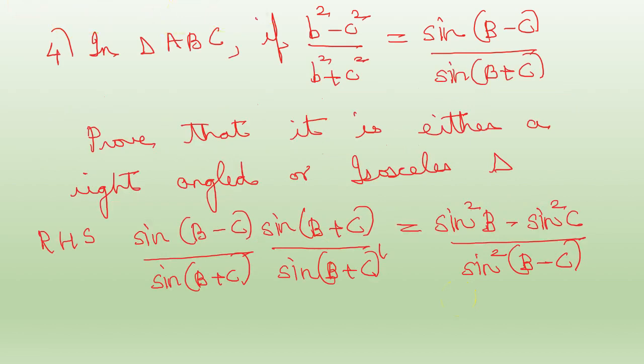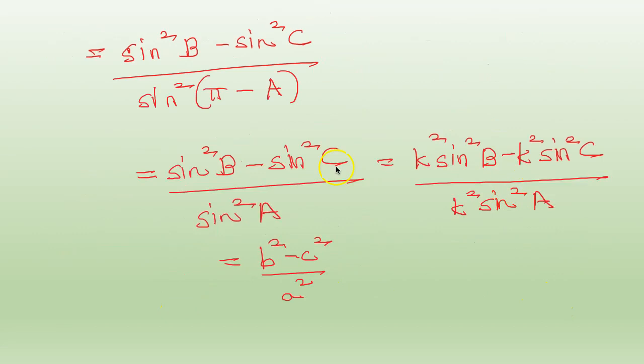In triangle ABC, if (b squared minus c squared) by (b squared plus c squared) equals sin(b minus c) by sin(b plus c), prove that it is either a right angled or isosceles triangle. We start with the RHS here. Sin(b minus c) by sin(b plus c), multiply and divide by sin(b plus c). Now sin(b minus c) into sin(b plus c) is sin squared b minus sin squared c, and this is sin squared (b plus c). So it becomes sin squared b minus sin squared c.